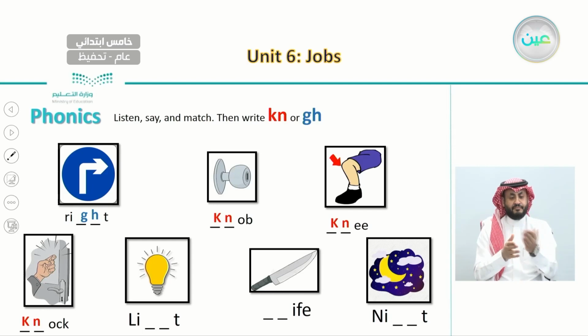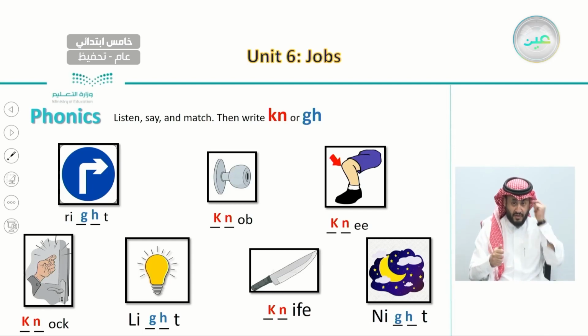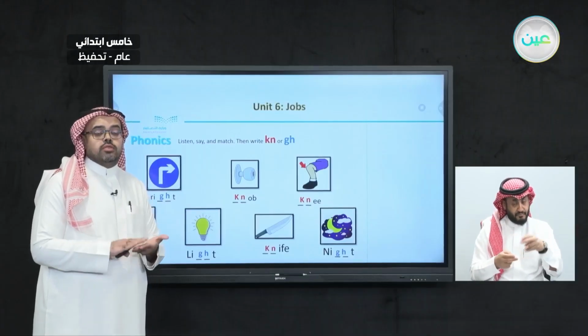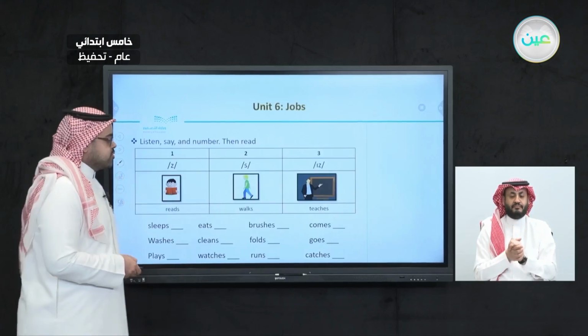And here as well, knock. Here the K is silent, and it will be pronounced as knock. Light, knife, night. These were examples of some of the words that have these two letters, KN and GH. We practiced often that we may find some words with these two letters and we keep them silent. Yes, we write them down, but we keep them silent, as in these examples.